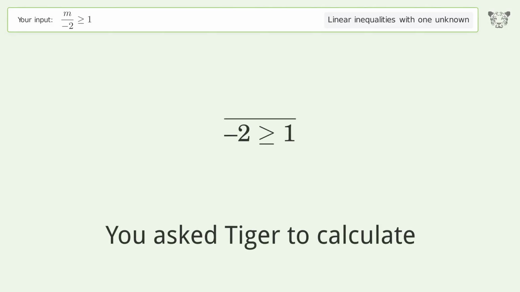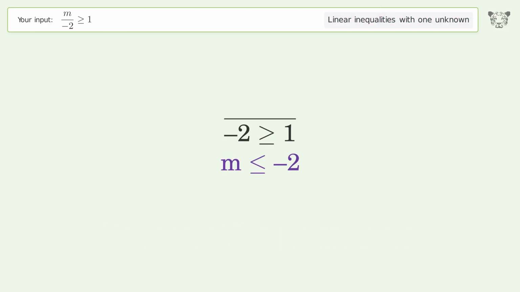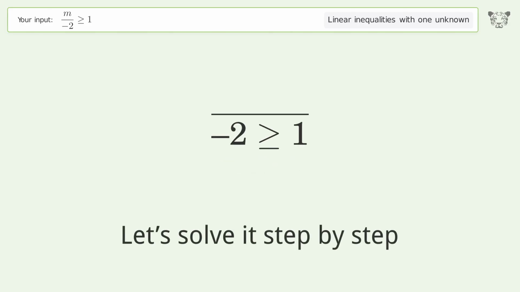You ask Tiger to calculate. This deals with linear inequalities with one unknown. The final result is m equal or smaller than -2. Let's solve it step by step.